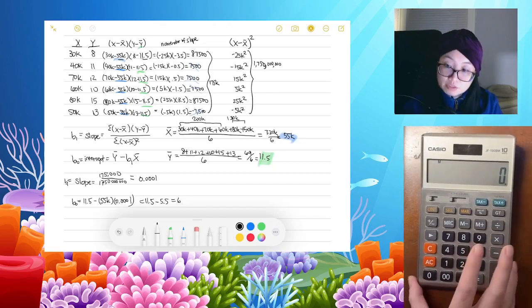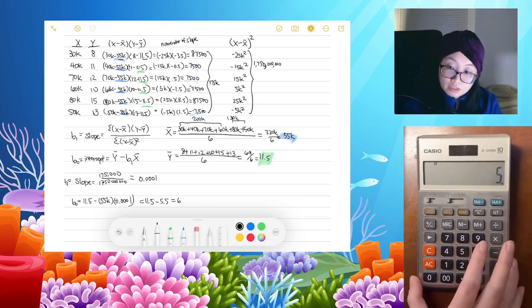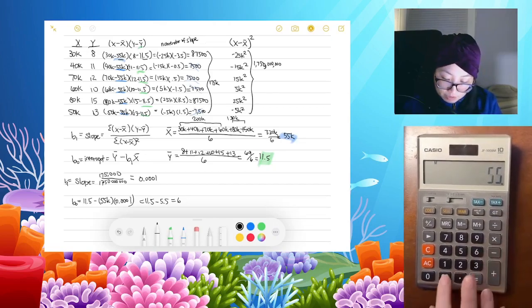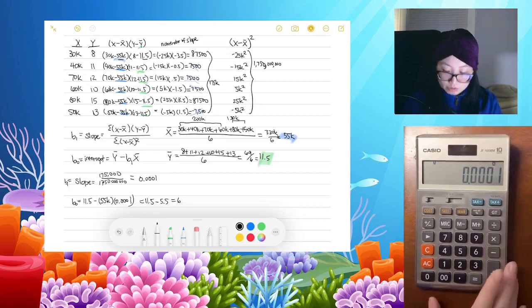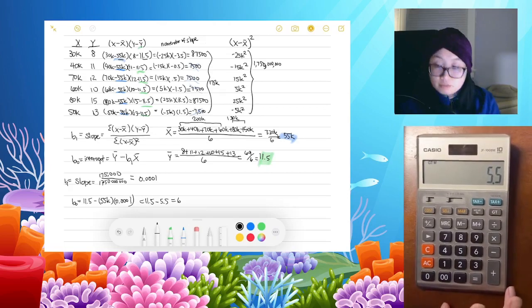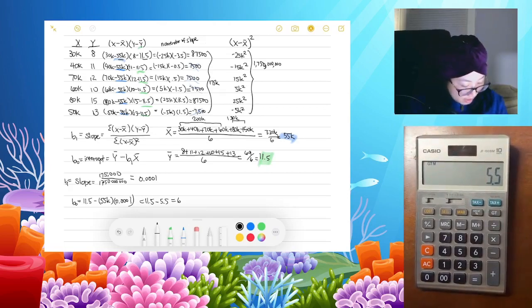So let's do that with the calculator really quickly. So we have 55,000 times 0.0001 is equal to 5.5. Anyway, so that's how we get the slope and the intercept.